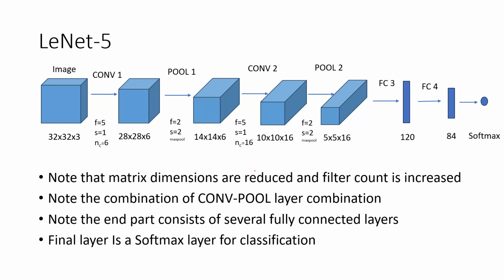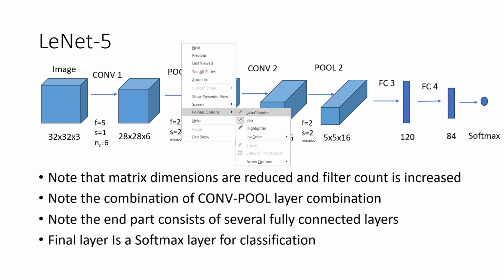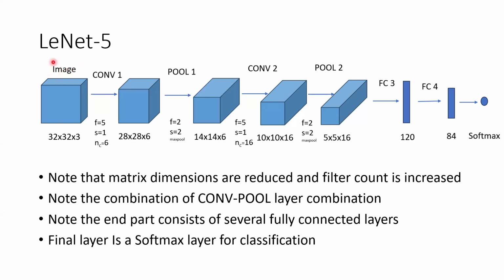So this is the convolutional neural network. Can you remember the theory that we have learned? This is the input image, and then we apply a convolutional layer, pooling layer, convolutional layer, pooling layer, and 2 fully connected layers. And then we apply the softmax layer. This is all LeNet-5.